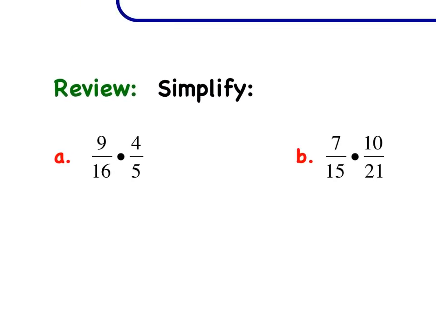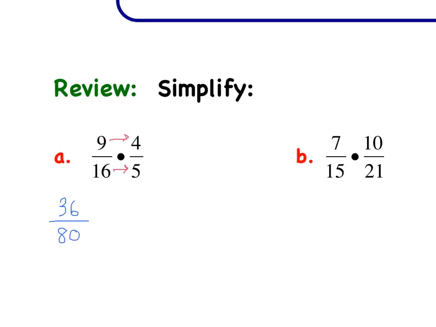All right, so the first one we're going to do is we are going to simplify 9 divided by 16 times 4 divided by 5. Now, what I like to do is I like to work horizontally. Okay, so we multiply numerator times numerator, and we multiply denominator times denominator. There is no need for common denominators here. So what we will get is 9 times 4 is going to give us 36, and 16 times 5 is going to be 80.